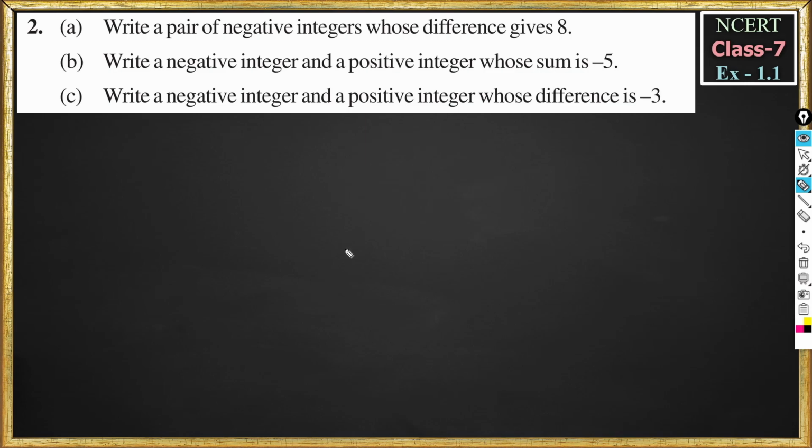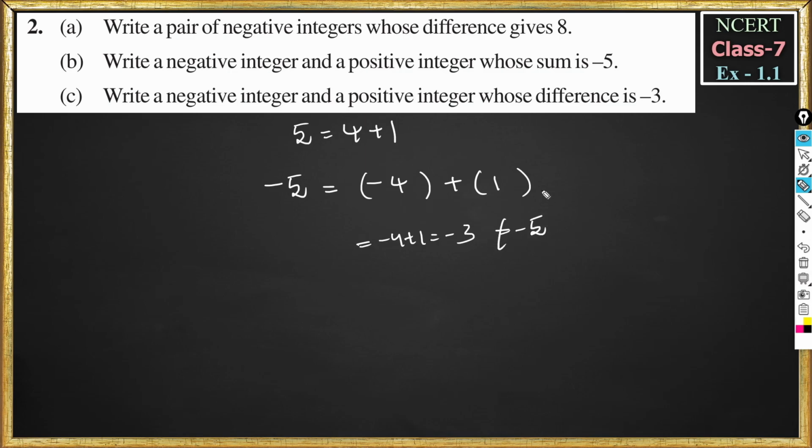Now problem B. Write a negative integer and a positive integer whose sum is minus 5. Generally 5 can be written as 4 plus 1. But in the question it is given minus 5, and this should be equal to the sum of a negative integer and a positive integer. If we put 4 here and 1 here, we get minus 4 plus 1, which is equal to minus 3. Minus 3 is not equal to minus 5.